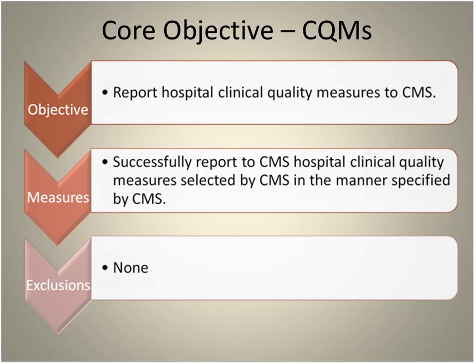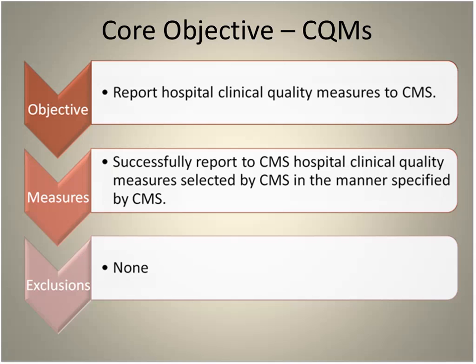So that's what they mean by in the manner specified by CMS. And then, are there any exclusions to this? No. All hospitals have to report these quality measures. There are 15 quality measures that have been identified by CMS. There are separate objectives for each one of those. We're not covering those in this course.